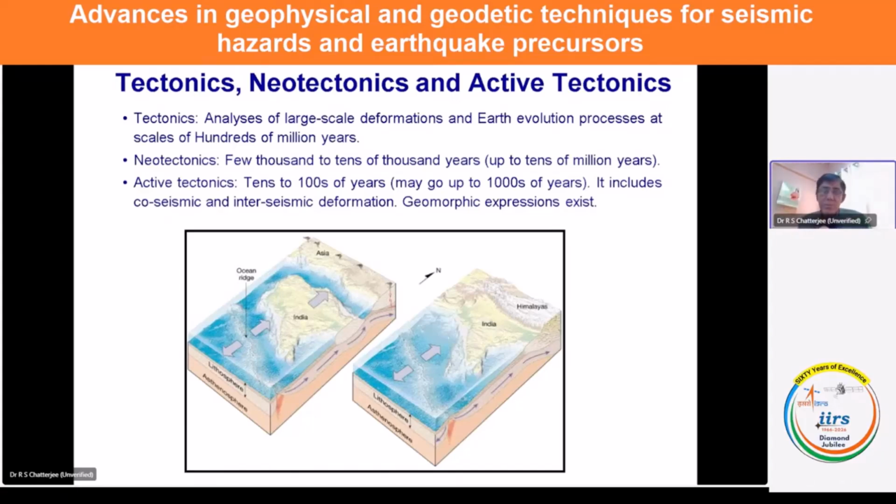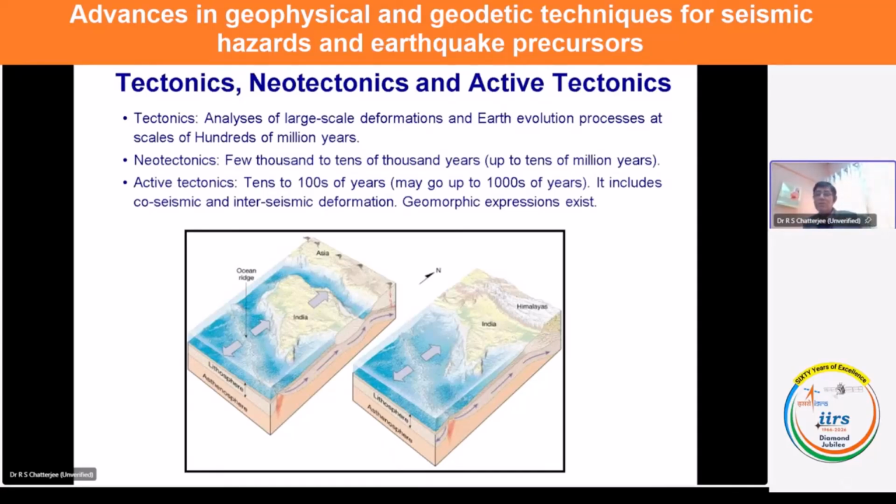But active tectonics means what is presently operating, what is happening today. Today means not just today itself, it's tens to hundreds of years and may go up to thousands of years. So this includes the co-seismic and interseismic deformation that is happening now. For this, the geomorphic expression exists, and the geomorphic expression that remains intact is on an average up to 10K, meaning 10,000 years.